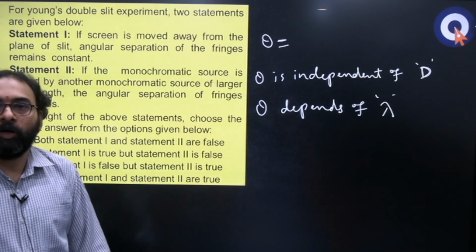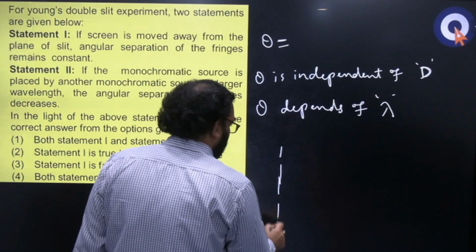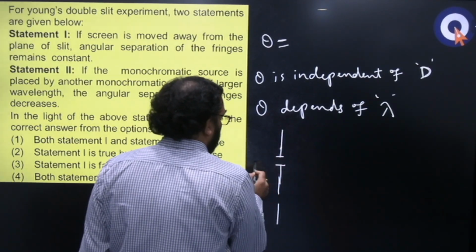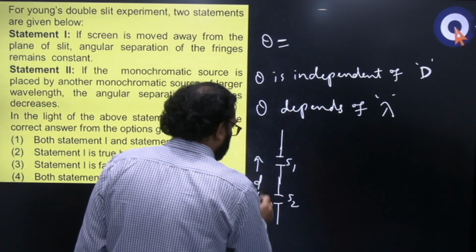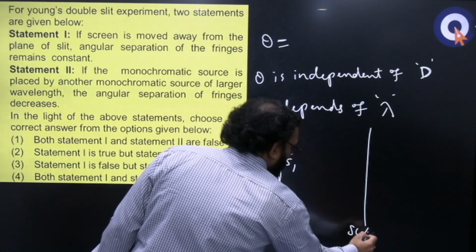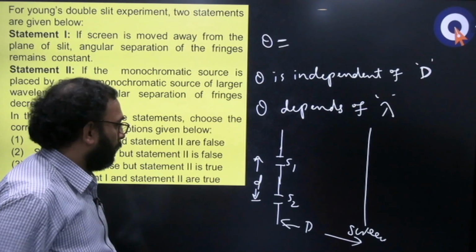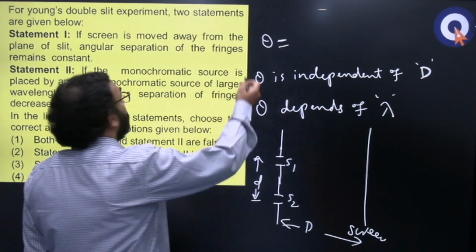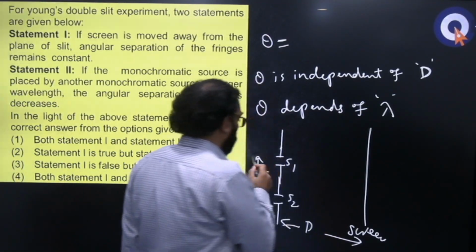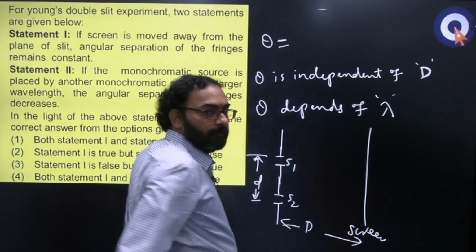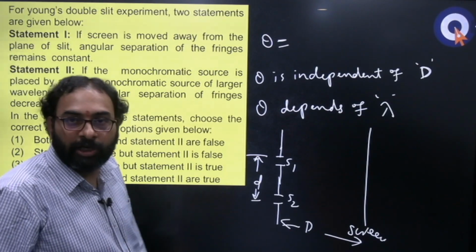So capital D and small d means what actually? Suppose this is a slit and this is a slit, and this distance is small d between two slits S1 and S2, and here there is a screen and this distance is capital D. Of course, you know it very well what is small d and capital D. So the angular separation depends only on small d. It is independent of capital D. So therefore, the first statement you can conclude whether it is a true statement or false statement.